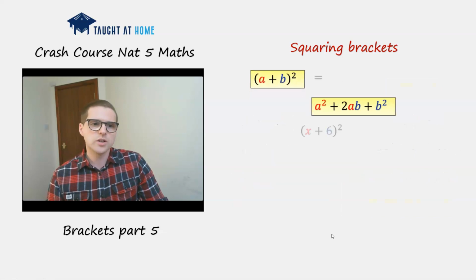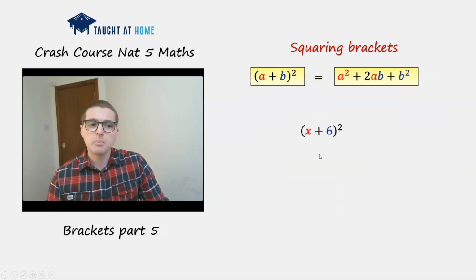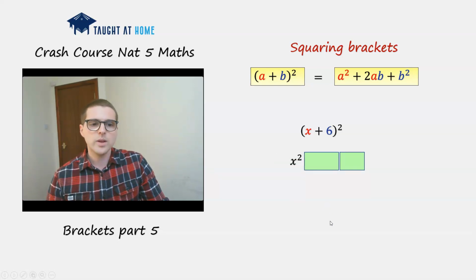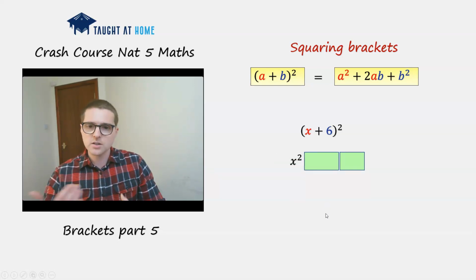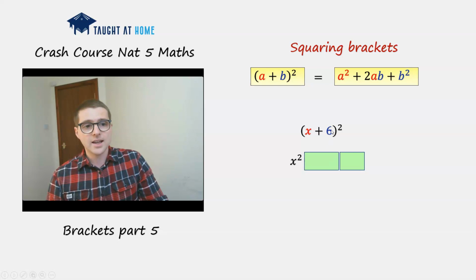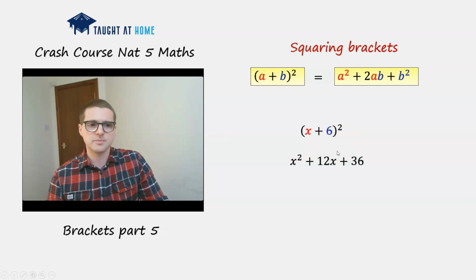So let's have a go at looking at these. Let's have an example of x plus 6, all squared. Now, we can go through the process of expanding the brackets, or we can just use this. So here we've got a squared, so a in this case is x, so we're going to have x squared, plus 2ab. Well, it's going to be two lots of x times 6, which is 12x. And we've got b squared, so this is 6 squared, which will be 36.